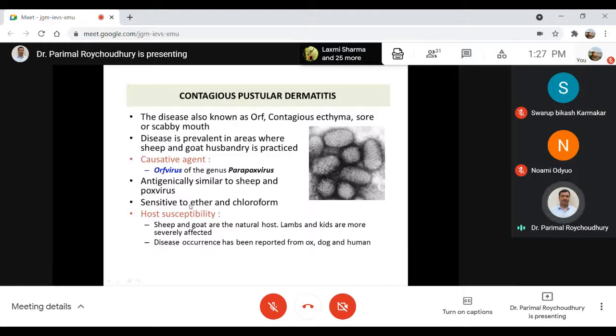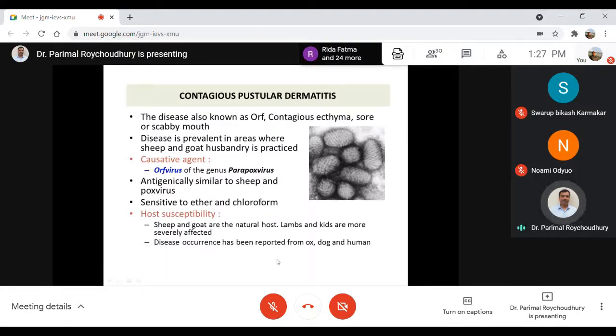Obviously this is very much similar to the sheep pox virus, and they are sensitive to ether and chloroform. These are the ORF virus particles under electron microscope. What I said previously, Parapox, this is a characteristic. We can see some sort of striation on its surface, crisscrossing striation. Some people describe it as a yarn of wool, just like a wool ball, how the threads crisscross each other, and exactly in the same way it is described, okay?